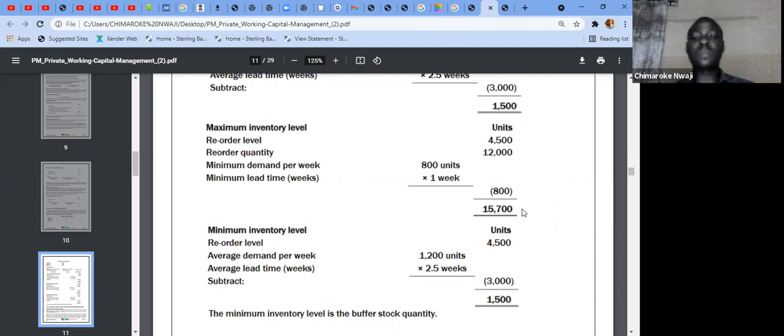What about your minimum inventory? Your minimum inventory here now is your buffer stock. So it means that if anything goes below your buffer stock, wow, it's dangerous, because anything could happen. The average lead time could become higher than average, and something else could happen. So your minimum level is your buffer stock quantity.